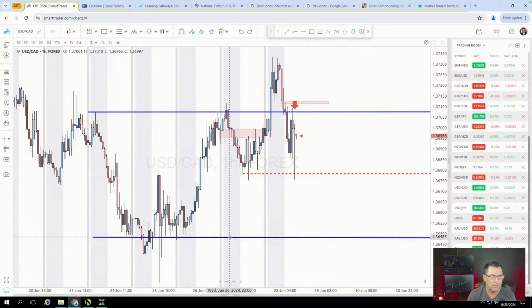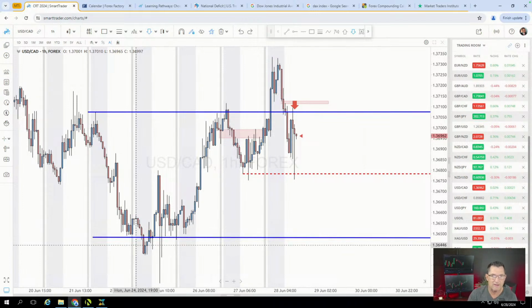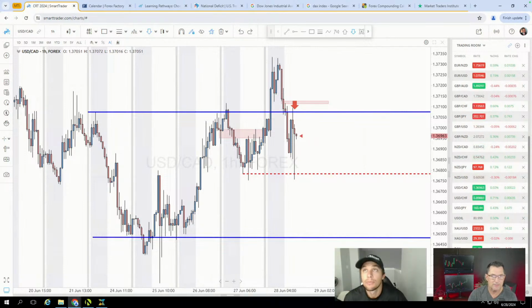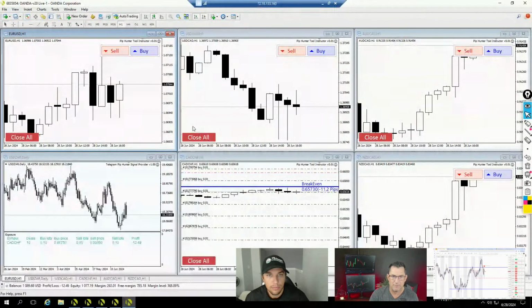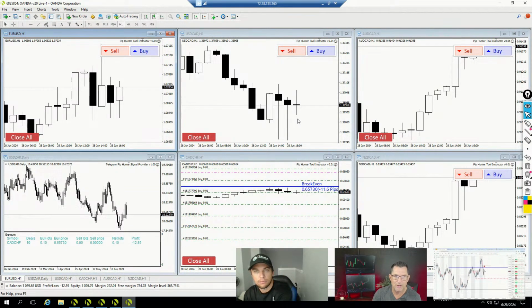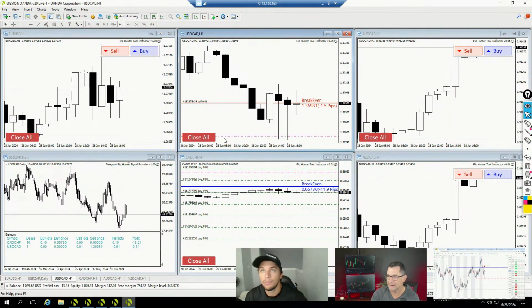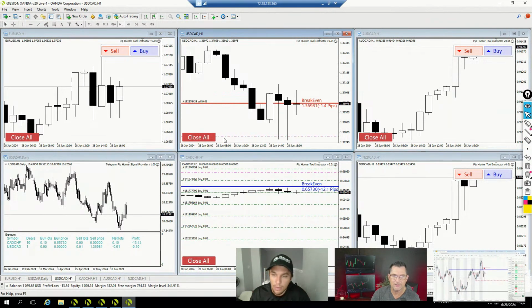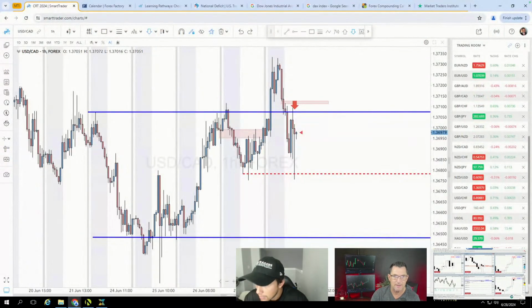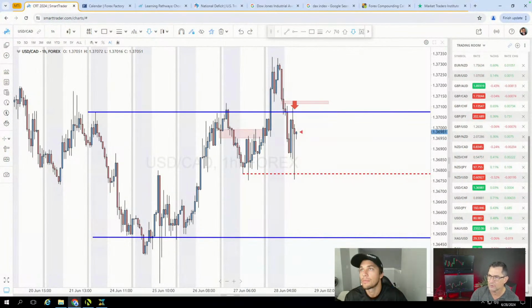So Cameron, we're going to go ahead and follow this trend going south right here. So let's go ahead and put a trade in, and Cameron's going to use the trading system right here and fire a trade on the US dollar CAD bearish. All right, 1, 2, 3, and boom, it's in. That's how quick and simple this is, traders. And that's how we'll find the trade opportunity.